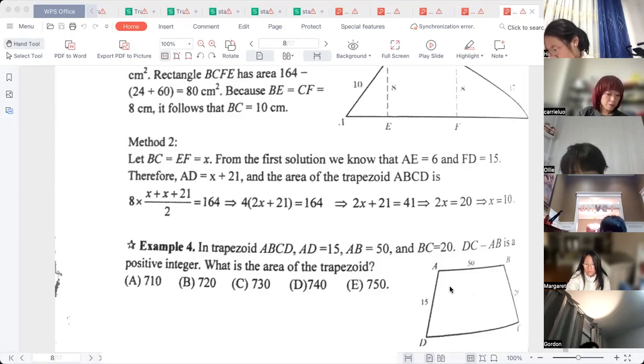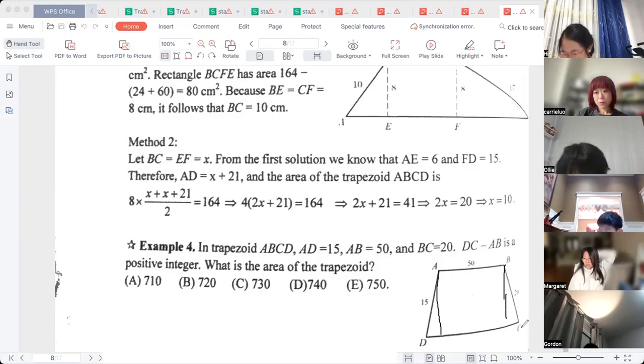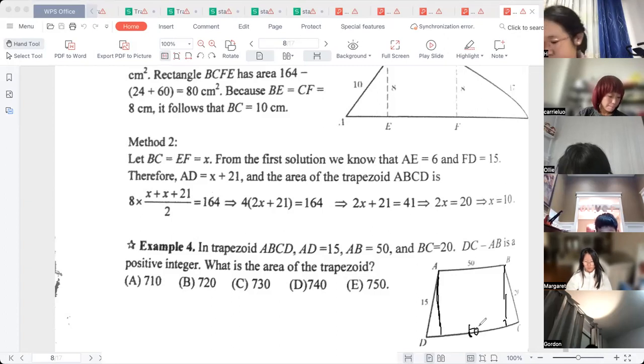So let's take a look at this one. If you don't know how to do it, I'm going to add a line here and add a line here. So this is 50, and this is 20, this is 15. Basically the height is the same, using a lot of Pythagorean theorems.